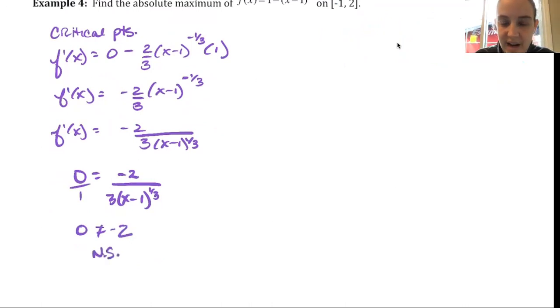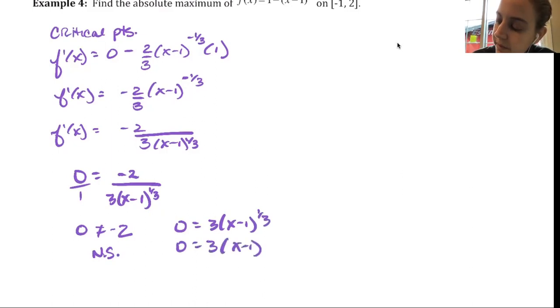There is no place that I have a horizontal line, but I do want to see if there's any place where it's undefined. So I need to set 0 equal to the denominator as well. So I'm going to divide both sides by 3. Then I'm going to raise both sides to the 3rd power.